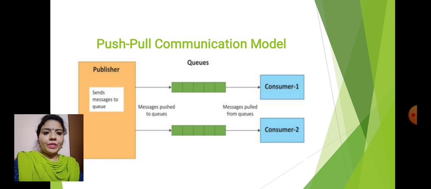Here we have a publisher. The publisher will send the message to a queue. So all the messages which have been published by the publisher will be in a queue. The consumer will pull the messages from the queue.